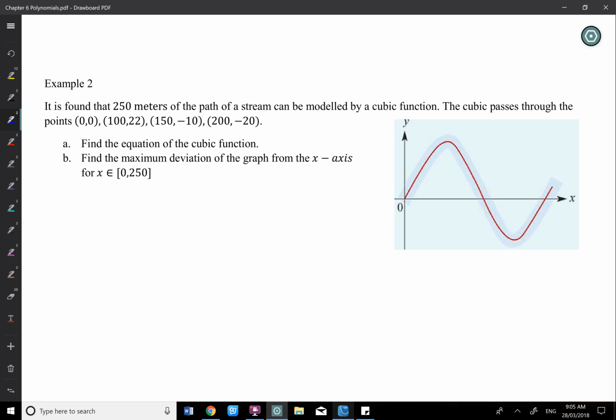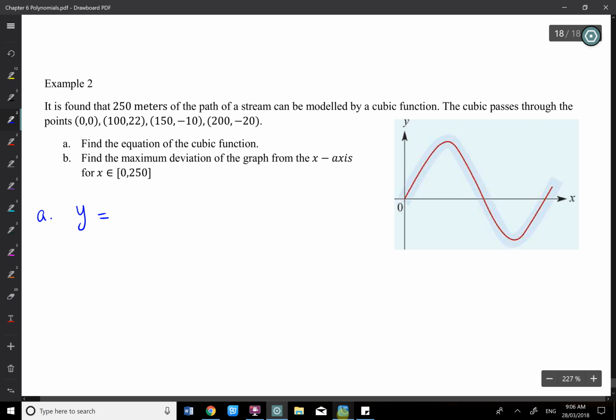Example 2. Let's do example 2 first. It is found that 250 meters of the path of a stream can be modeled by a cubic function. So that's a cubic function. The cubic path goes through the points 0, 0, and that gives you 4 points, right? It tells you that's a cubic function. What kind of equation can we write at the beginning? Yeah, y equals, well, let's say f(x) equals, what's a cubic? How do we represent a cubic function? A.